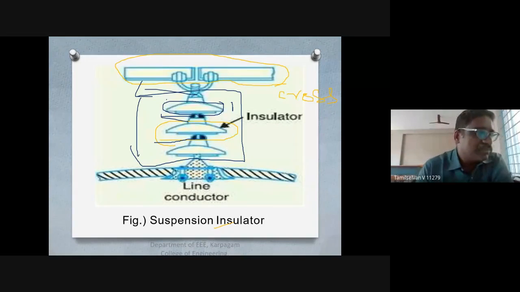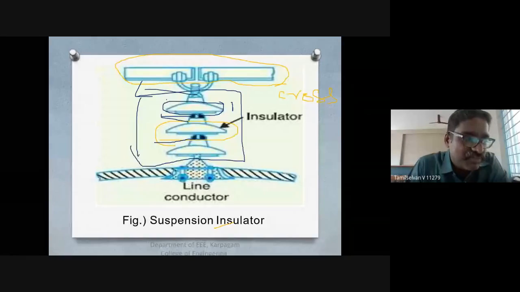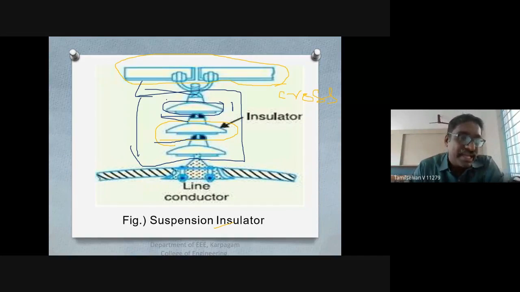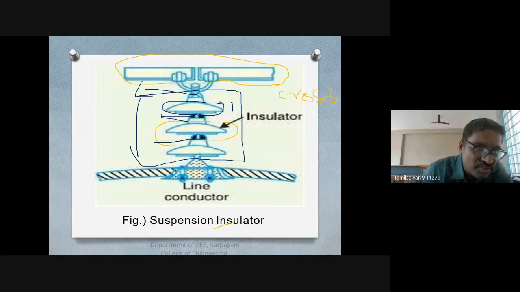So this forms a capacitor. Each disc forms a capacitor, and this is known as the mutual capacitance. Here, this is going to be the mutual capacitance. So this capacitance here is going to be called a mutual capacitance.